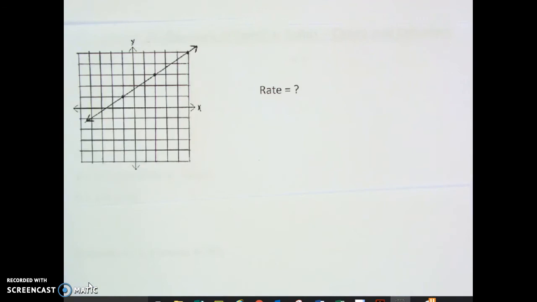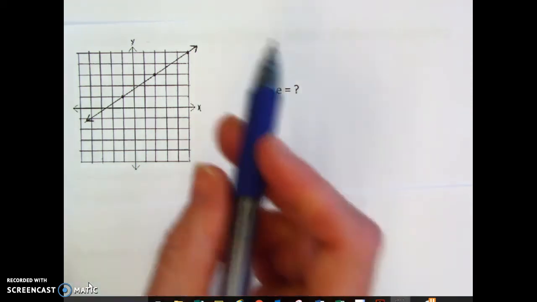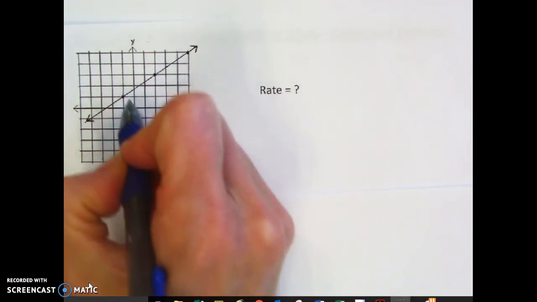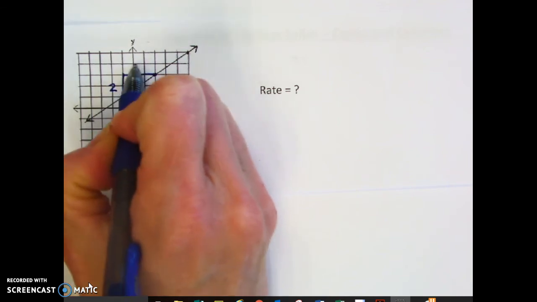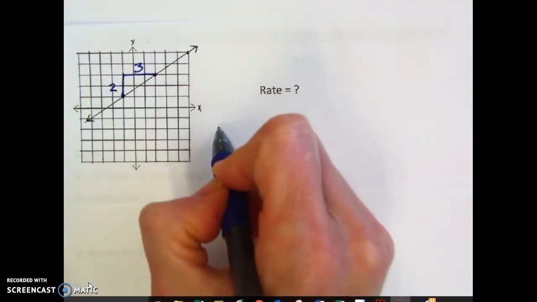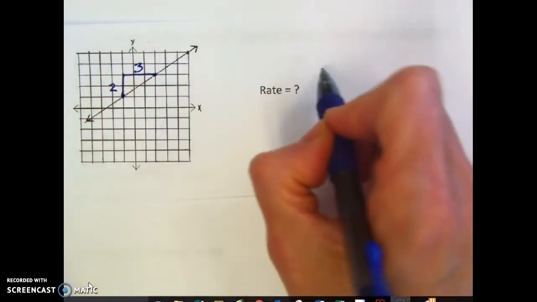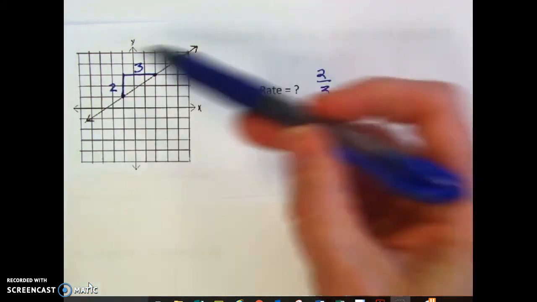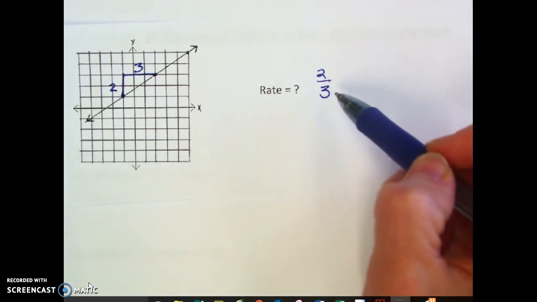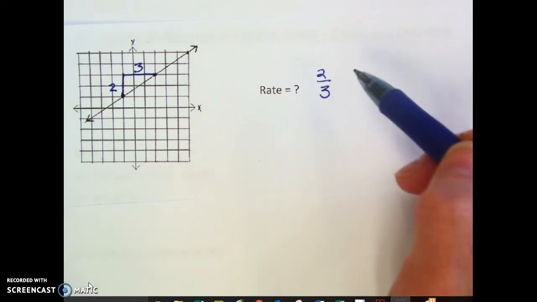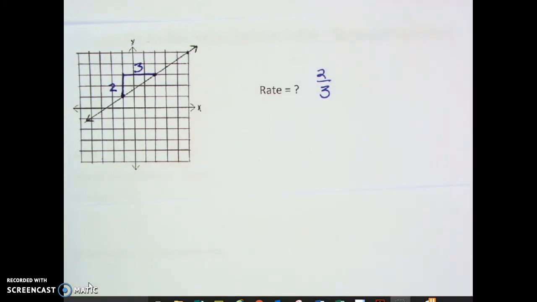Our final rate to compare is a graph. And if you recall, to find the slope of a graph, we figure out rise over run. So there's a couple points on here I can use. I'm going to use this one and this one. I go up 2 spaces and over 3 spaces. So therefore my slope, or my rate, would be 2/3. Now again, there's no scaling on here. So if I'm comparing these and I'm thinking 2/3 of a mile per hour, this is very slow compared to the other two. What might be happening is we may not know what the scale is.